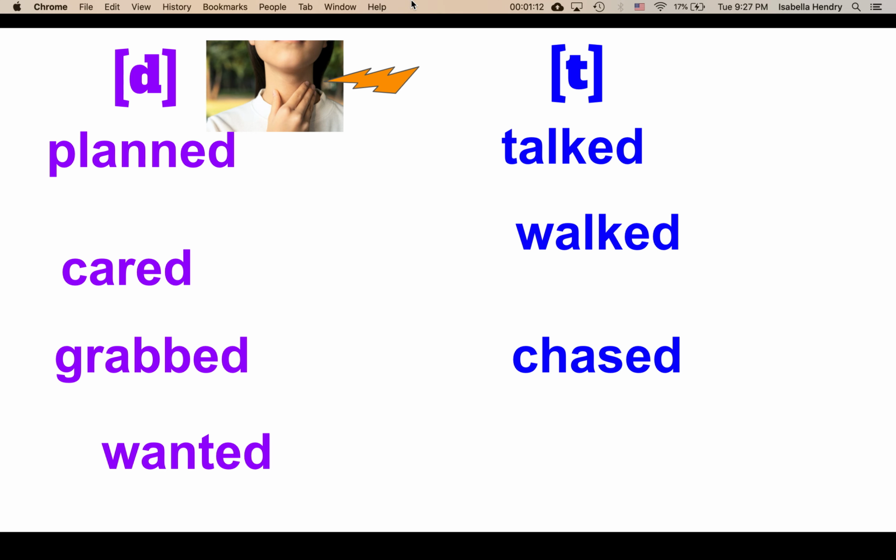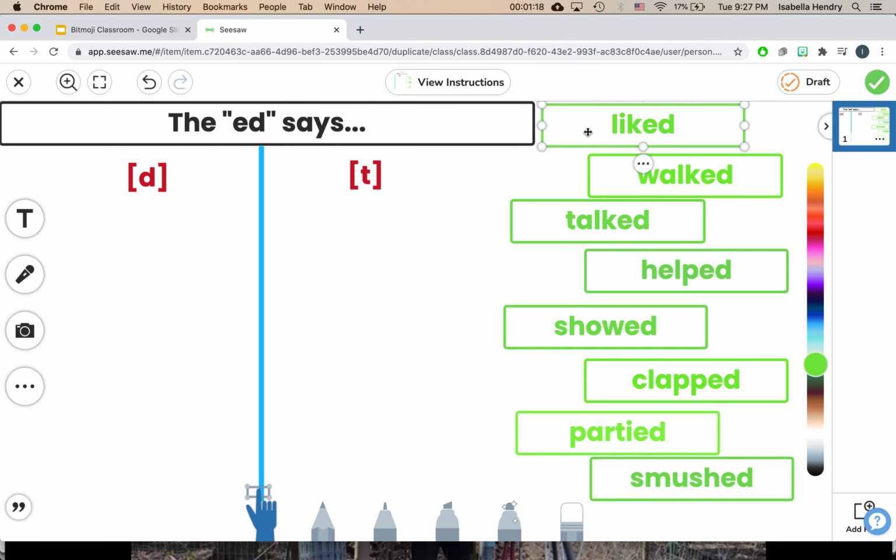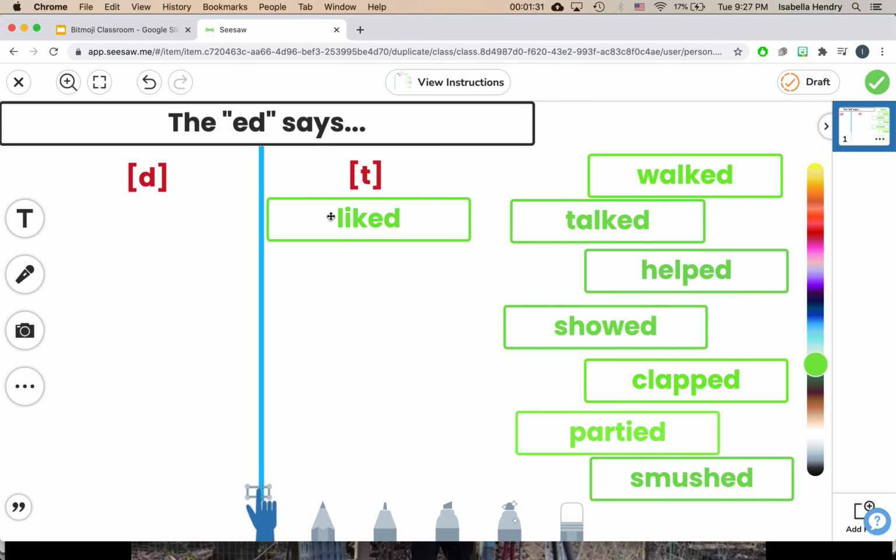So in our activity today, we're going to listen carefully to these words and figure out where we should put them. So the words are liked, liked. What does it sound like? Liked. I hear a T, liked. I also don't feel my throat move.